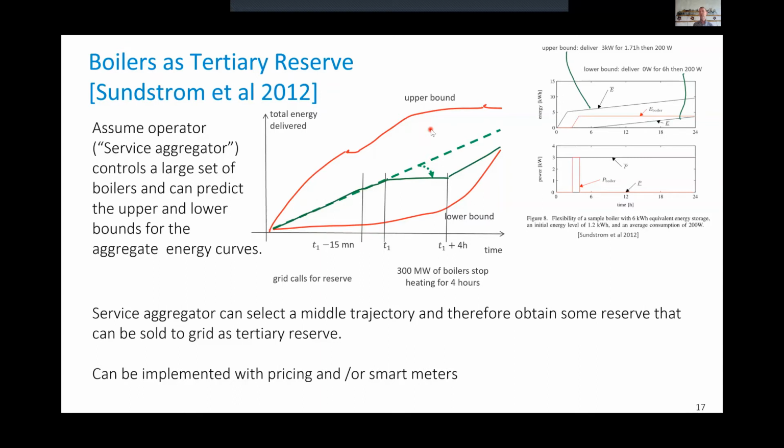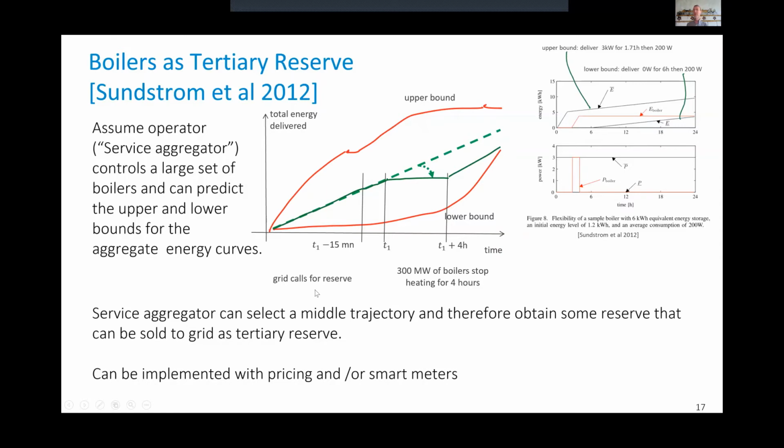If for some reason we need to absorb more energy, then we might do a similar trajectory going up here. And if we can forecast those two bounds, we can also quantify the amount of reserve. So this is what is proposed here as a service. It's not yet implemented, but there's a concrete proposal to do it. So those are the kind of services that people like you might be busy inventing startups or other mechanisms to deploy in the future.